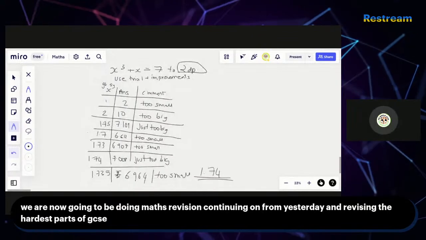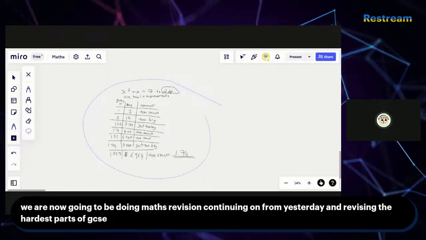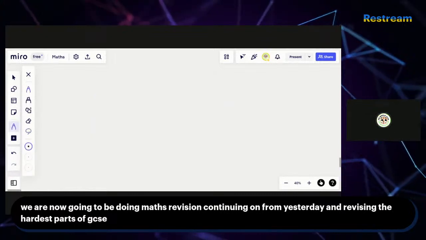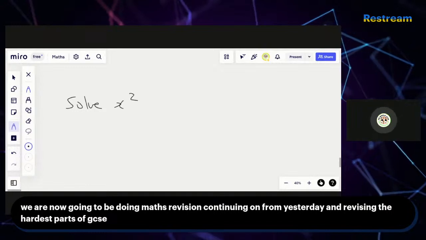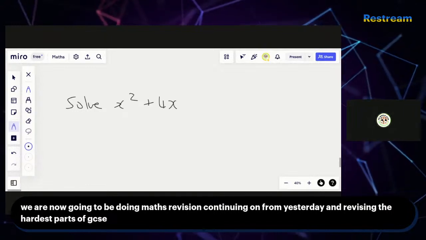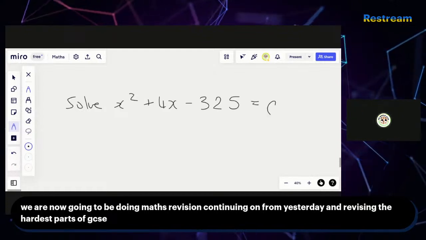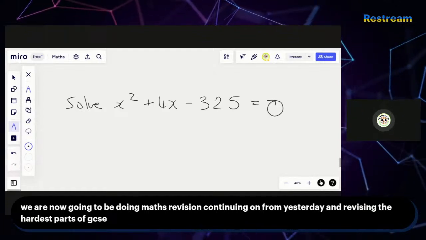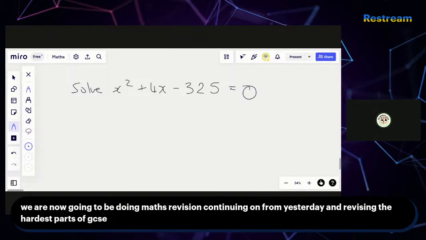Now, there's also another method that you may be asked called the interval bisection method. So the interval bisection method, so similar question, solve x squared plus 4x minus 325 is 0. Solve this to 1 decimal place. So for interval bisection, set out your working like this, I would suggest.